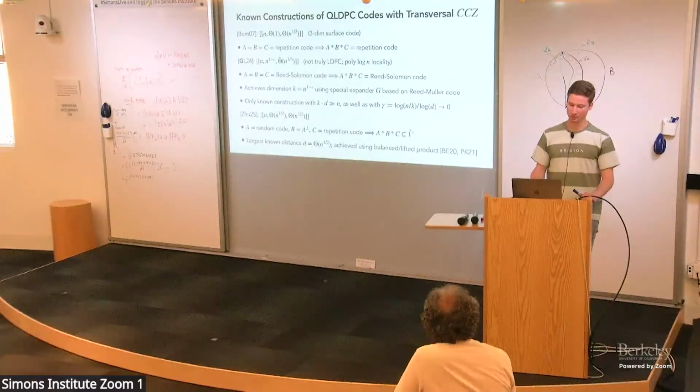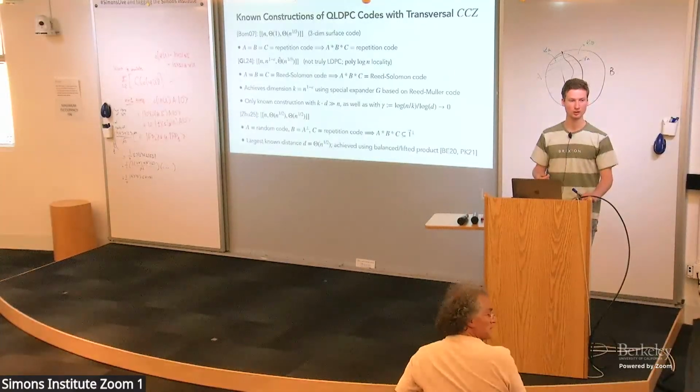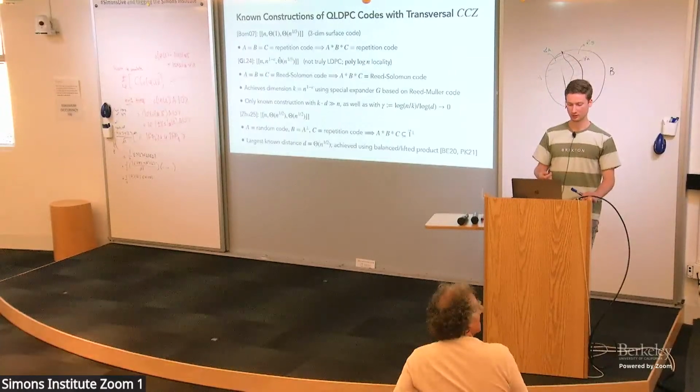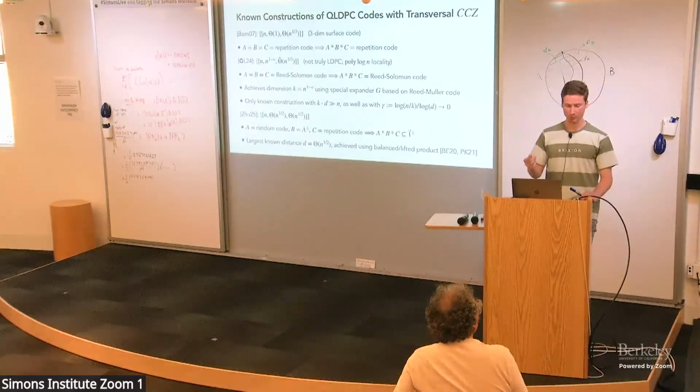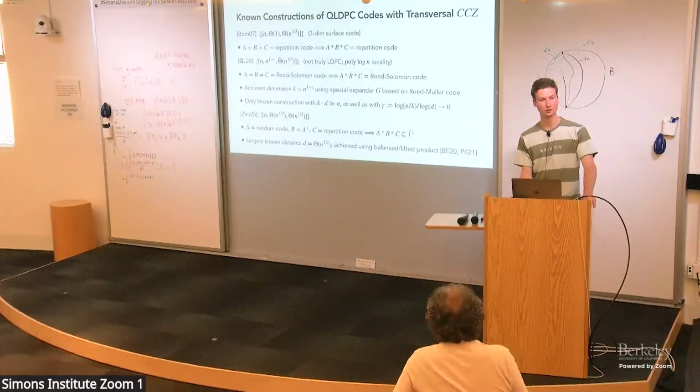I guess the LDPC property is also nice because it means that when you're measuring out the stabilizers during distillation, you're only measuring these low weight checks, whereas a lot of codes that have been proposed for magic state distillation have high weight checks, which take more time to measure. So yeah, all I was really saying is they get this gamma going to 0.